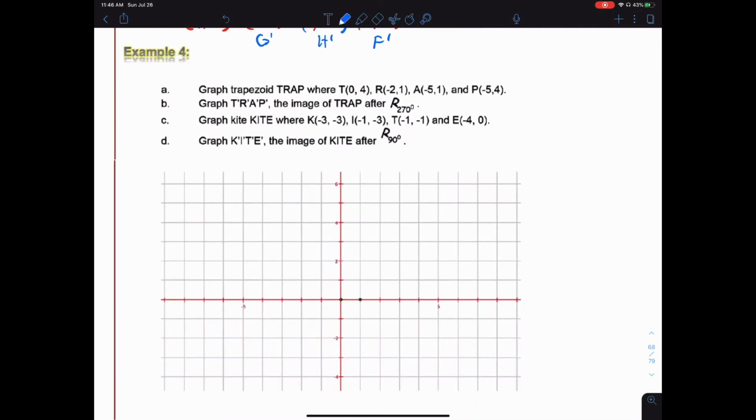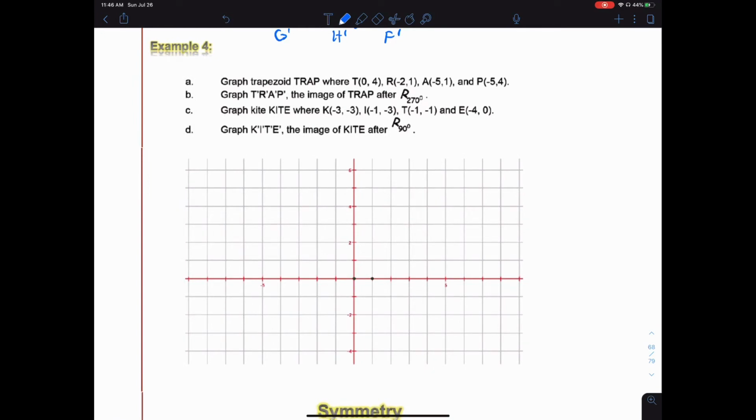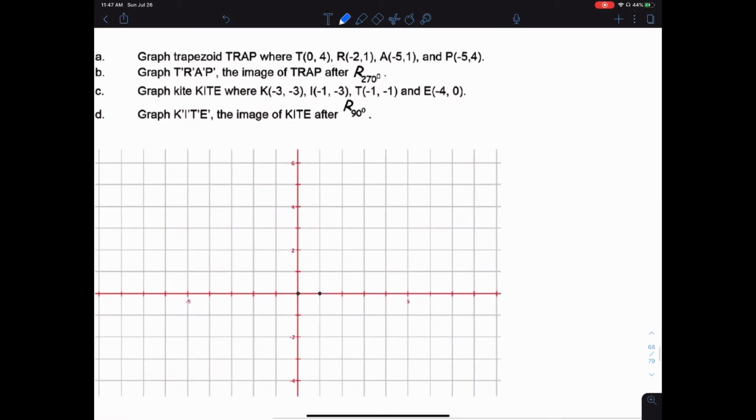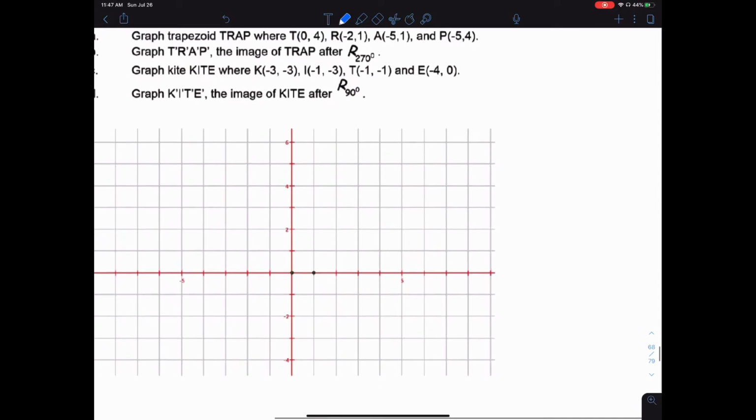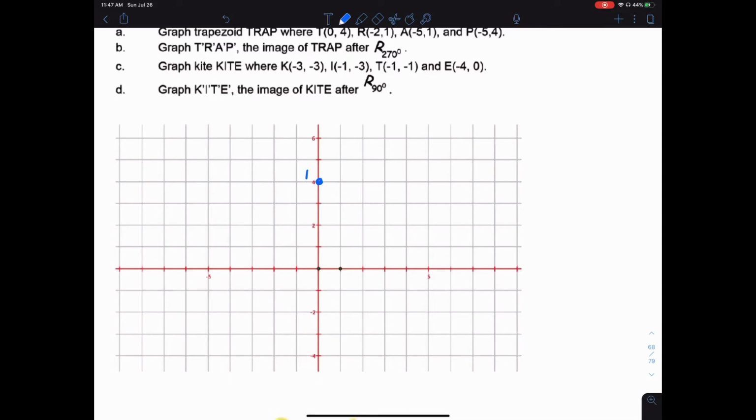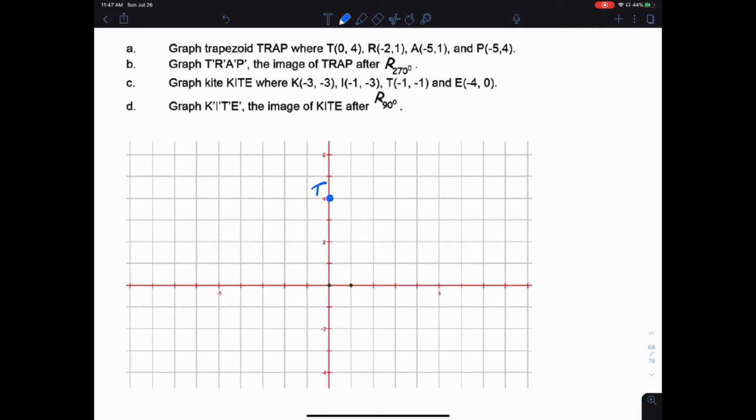Graph the trapezoid, TRAP, and then other things we're supposed to do. Let's graph this first. So T is 0, 4. That is going to be 0 left or right, 4 units up. R is 2 units left and up 1. A is 5 units left and up 1. P is 5 units left and up 4.